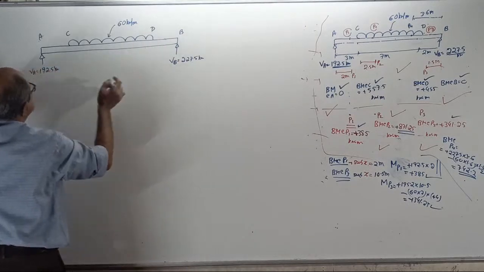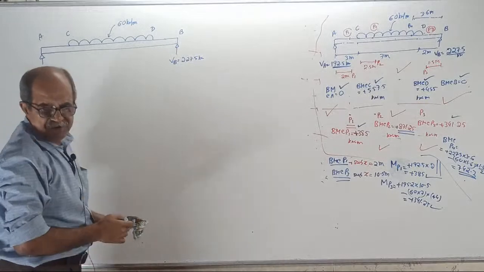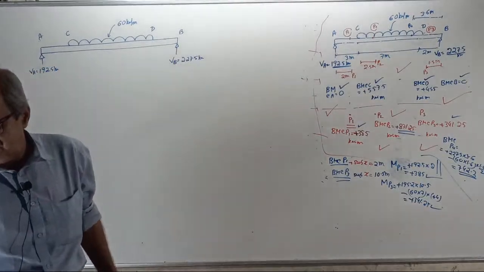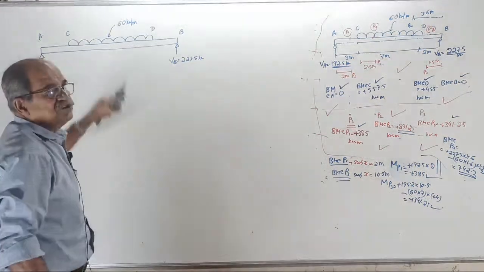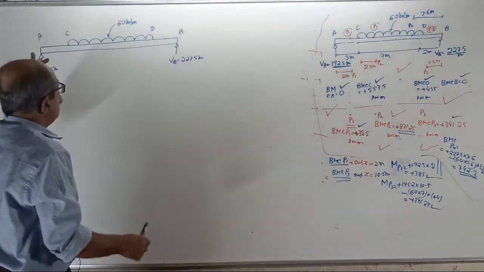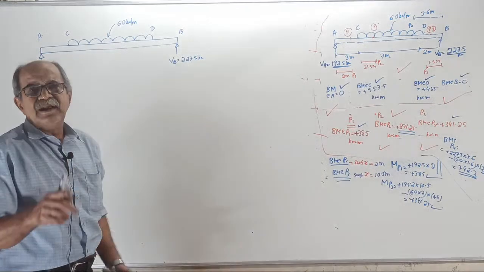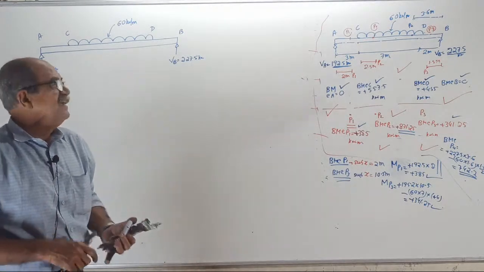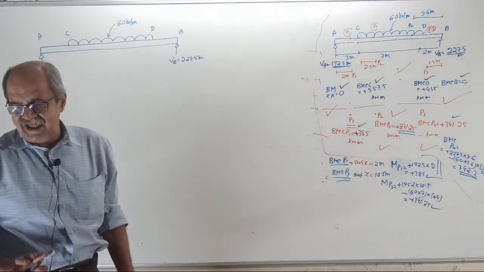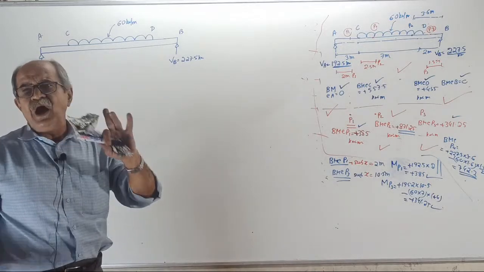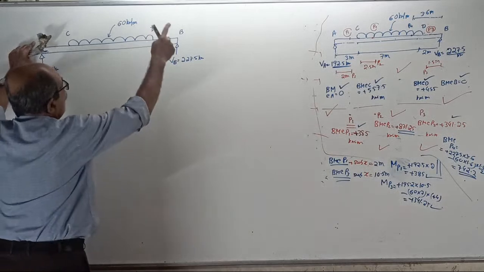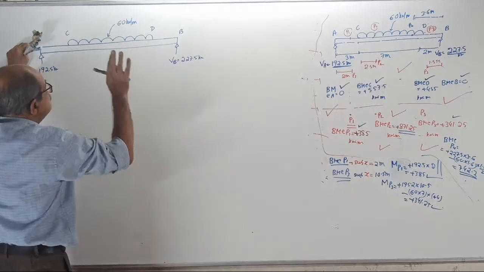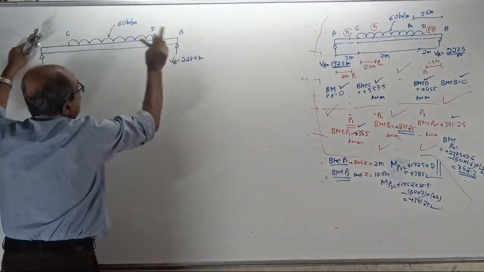Now, first, those who are serious, make all the note. Origin you have to select. Again and again I am telling. Now I will not tell. Origin should be always the extreme end of the beam. Either A or B. No other way you can do. Either A or B. Okay.